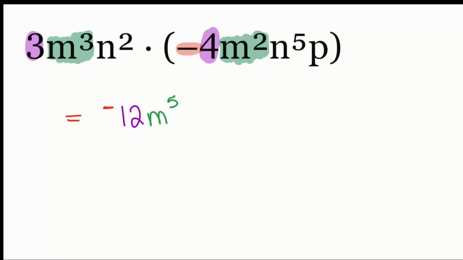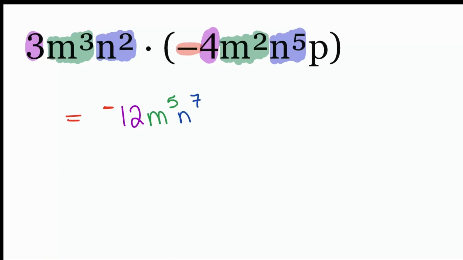From there, let's keep it going with the n. So up next with the n, let's grab some blue highlighting and grab that n to the power of 2 over here, n to the power of 5 over here. Pop quiz, what do we do with the exponents when multiplying variables of the same letter? Correct, we add. So we have n squared and n to the power of 5. That means we have 7 of those n's being multiplied together.